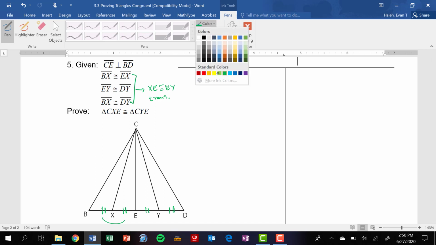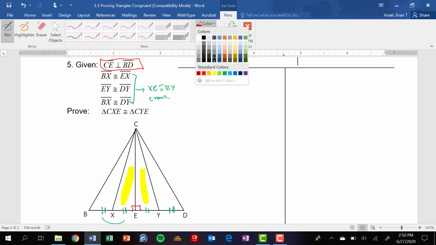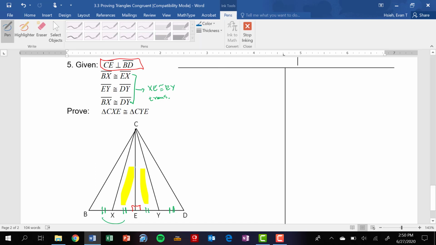I also know from my first givens right here that I have right angles here, and of course those right angles are going to be congruent to each other, so I need a couple steps to do that. And I'm trying to prove that these two triangles are congruent. So I have a side and angle, and it looks like I can do a reflexive side right down the middle there. So that's going to give me my third piece, and the triangles are going to end up being congruent by side, angle, side.